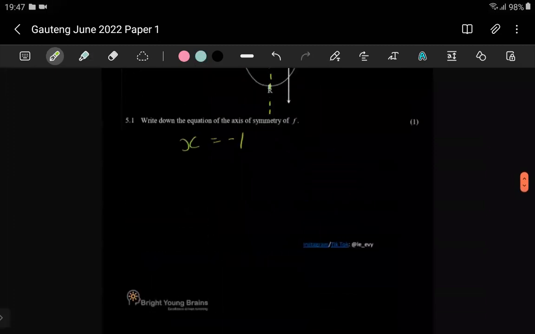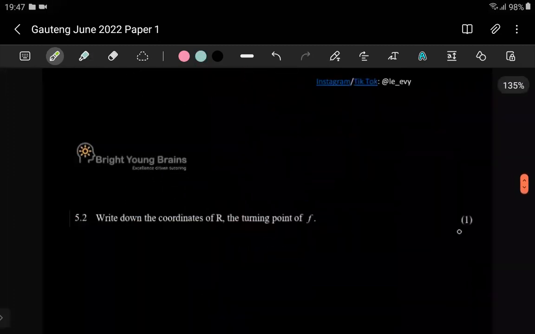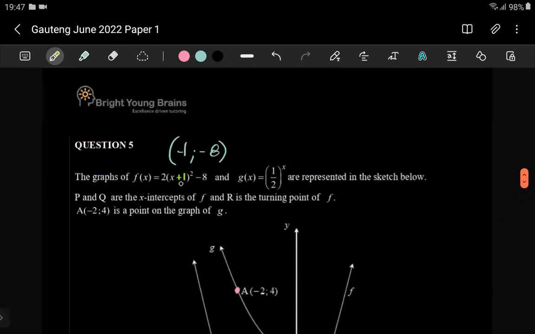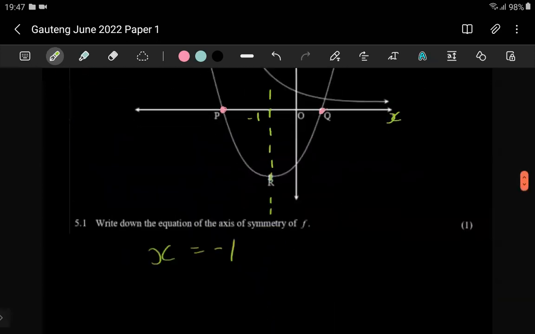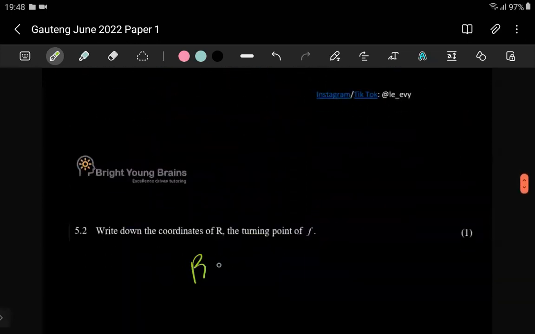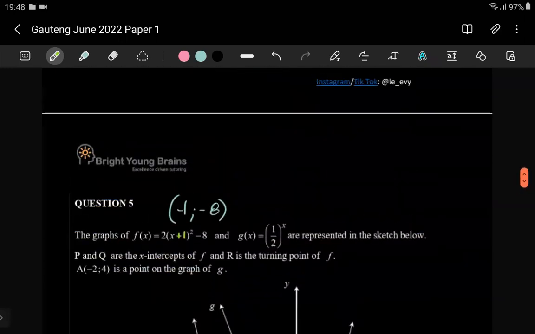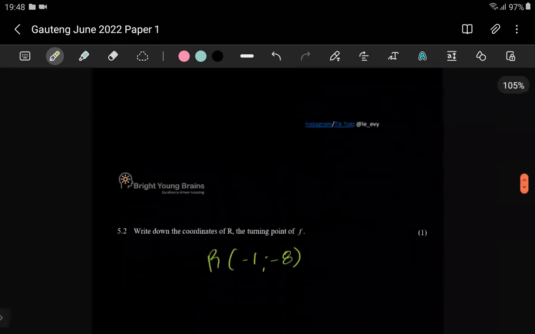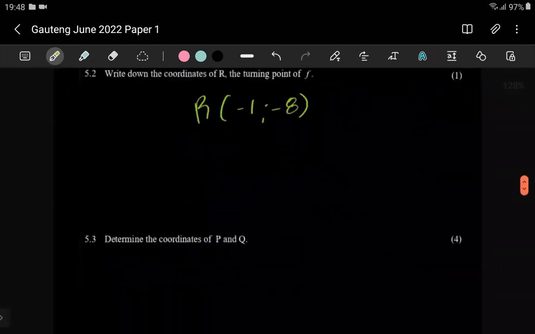With the next question, it says here, write down the coordinates of R. We already mentioned what the coordinates of R is going to be. It's going to be -1 because of this. We take the opposite, and then this we take as it is. So here we're going to say R is just -1 and -8. Because remember, this format here is in the form y is equal to a(x minus p) squared plus q. So your p value is the opposite of this, and this as it is, this will always be your turning point. So that's why we have R immediately. That's why it's also a 1 mark question.